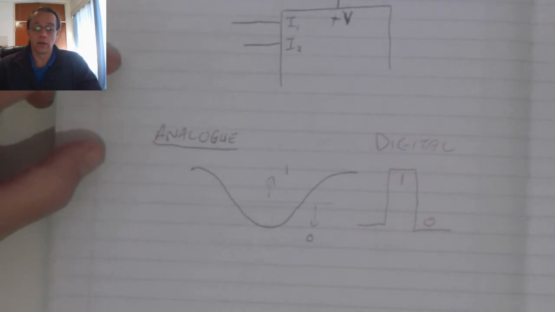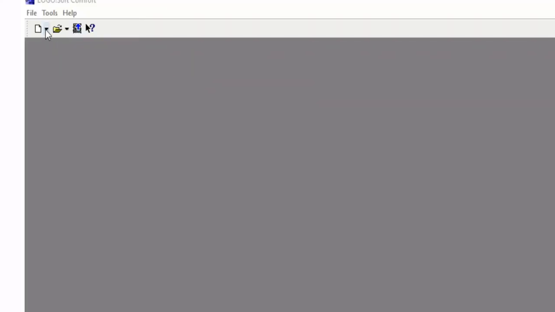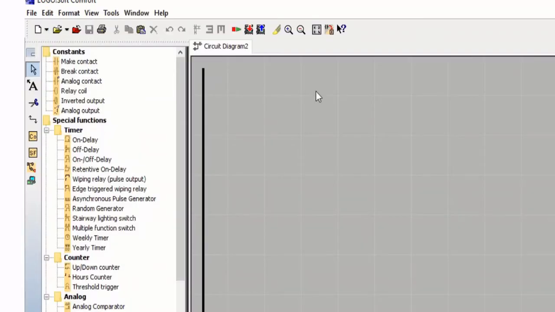Let's look at the interface of the PLC programming using LOGO!Soft Comfort. Create a new file or create a new program. Click on the top left of the screen. That brings down what type of design you're going to make. Let's make a ladder diagram.